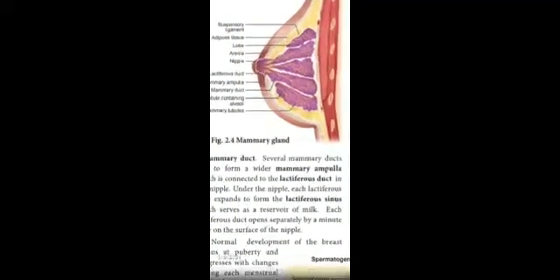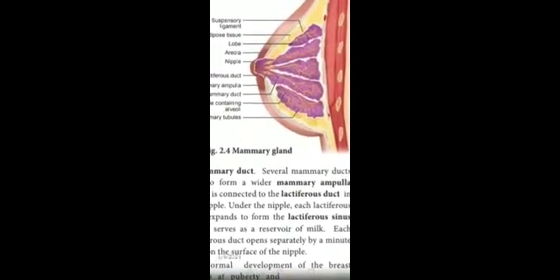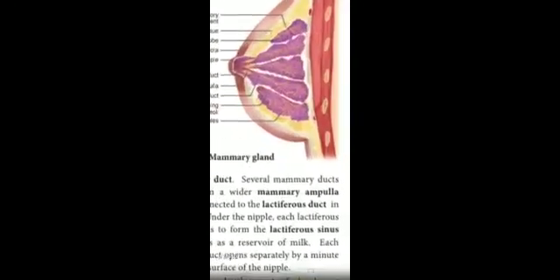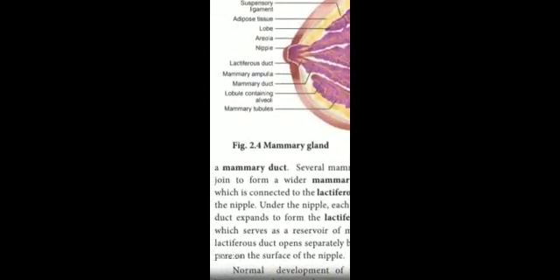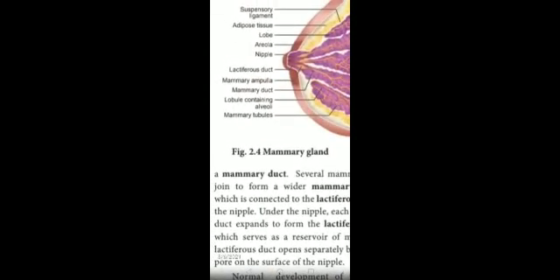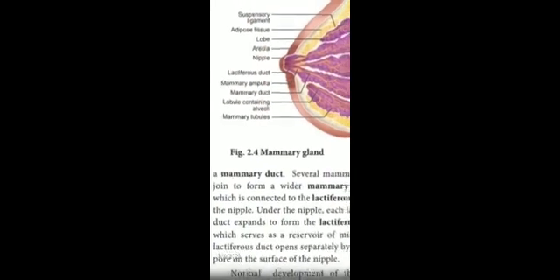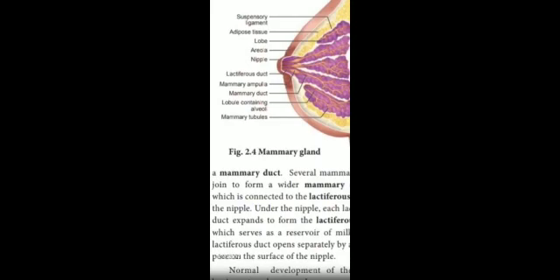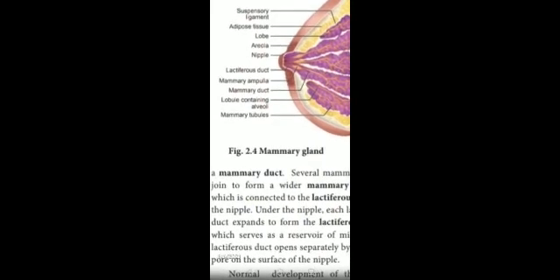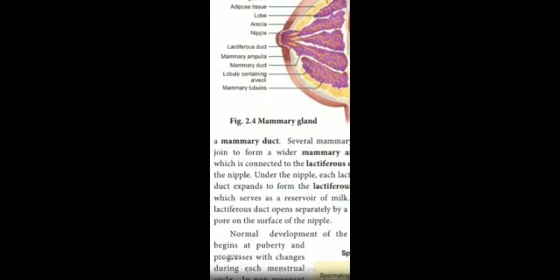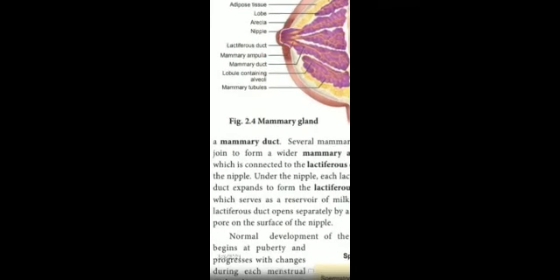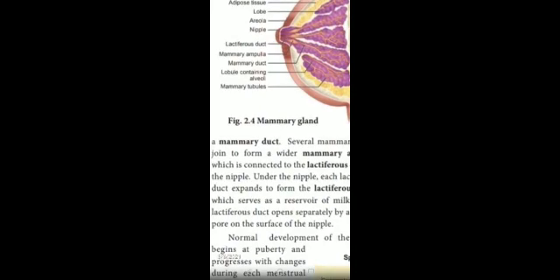Internally, each mammary gland consists of 2 to 25 lobes, separated by fat and connective tissue. You can see the parts: suspensory ligaments, adipose tissue, lobes, the areola, nipple, lactiferous duct, mammary ampulla, mammary duct, lobule containing alveoli, and mammary tubules. So these are the parts present here.